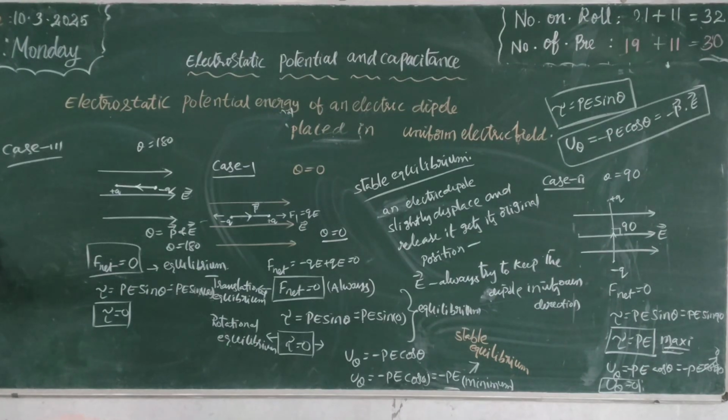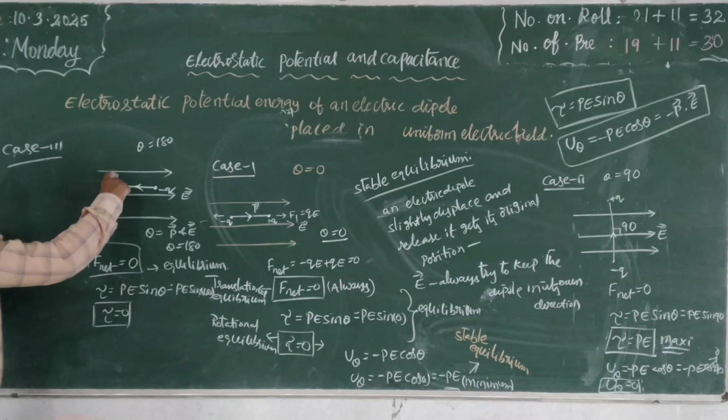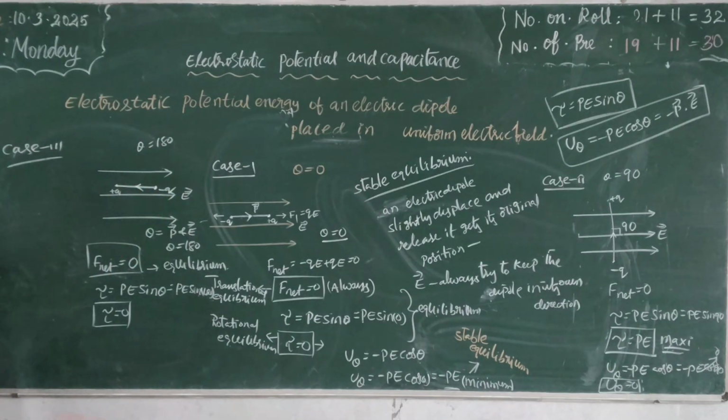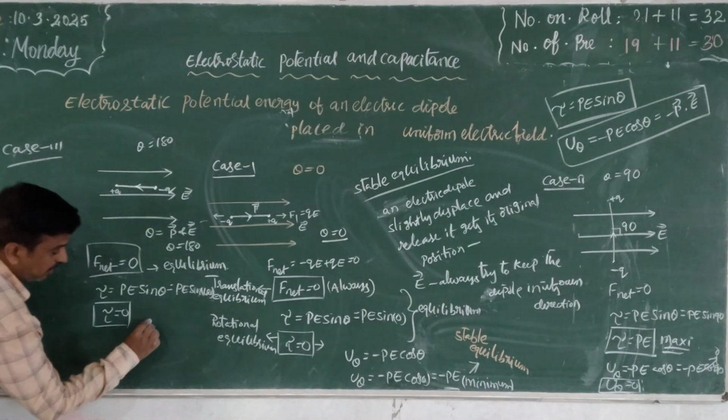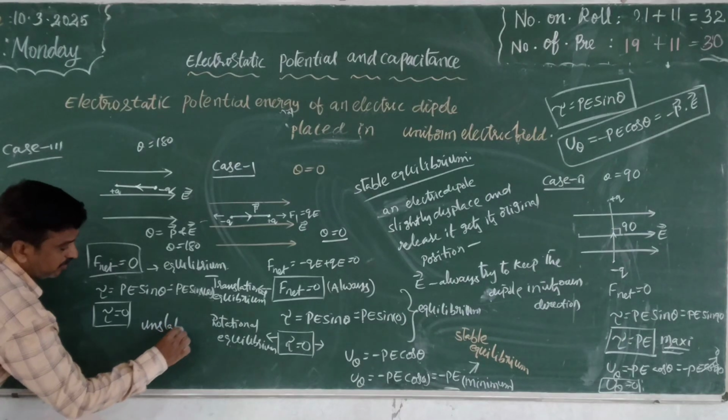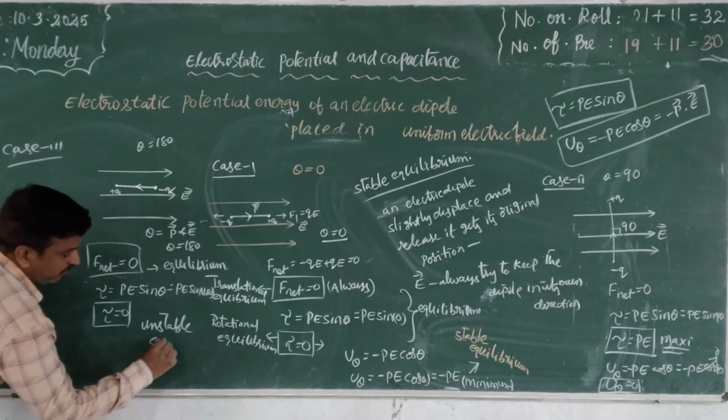If an electric dipole is slightly displaced and after releasing it does not get its original position, we can say that equilibrium is unstable equilibrium. Why does it become unstable equilibrium? The electric field always tries to keep the electric dipole in the direction of the electric field. Because of that, if slightly displaced, it does not get its original position. So we can say that it is unstable equilibrium.